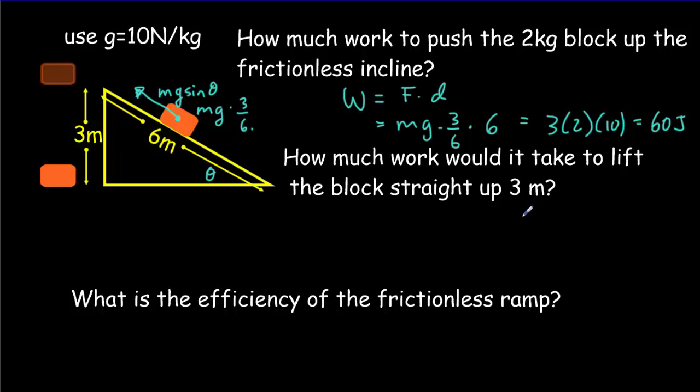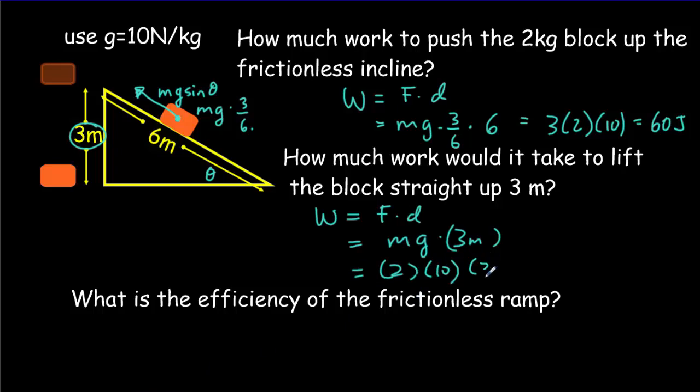Now, if we had just lifted the block straight up, the work would be equal to, well, force times distance again, but we'd only have to lift it up by 3 meters this time. But we'd have to use a force equal to the full weight of the block, the full mg, to push it up with constant velocity. So we'd end up with 2 for the mass, 10 for g, and 3 for the distance that we're pushing it up through. So once again, we get 60 joules of work. So it takes what we would expect. If there's no friction, it takes the same amount of work to push it up the incline as it does to lift it straight up.